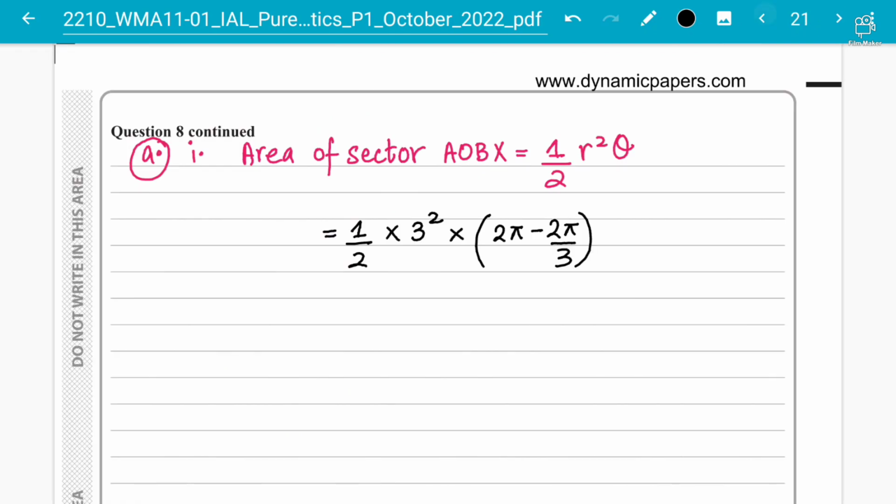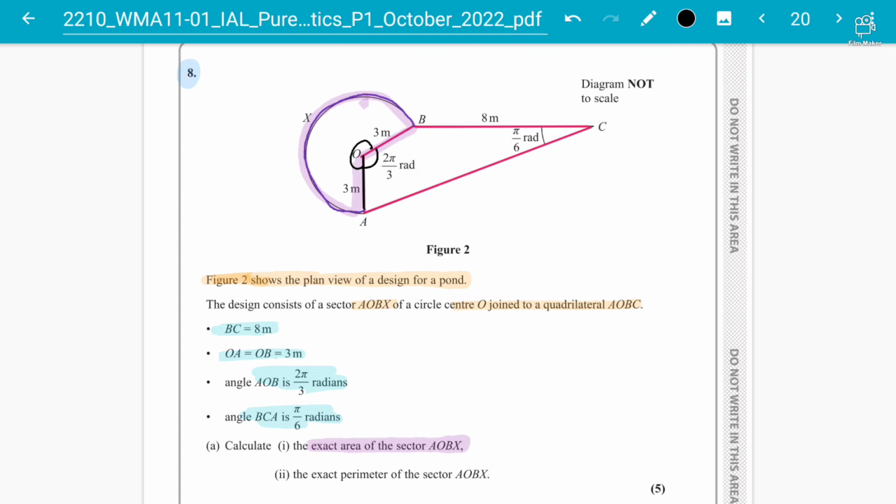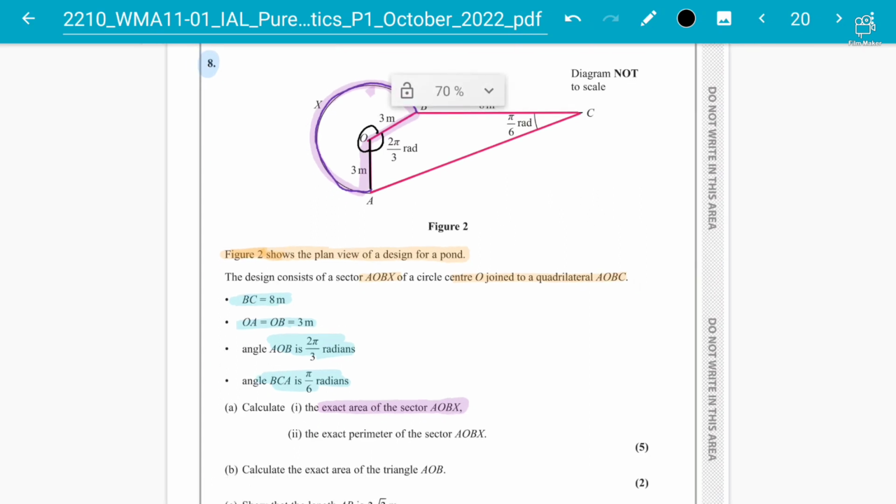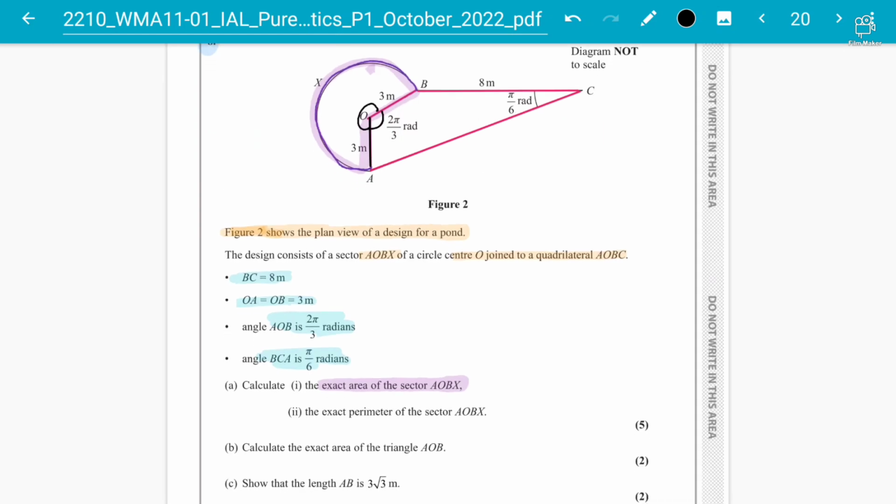Make sure you understand this, that you have to solve in radians, students. We have to solve the whole question in radians, and that is why it's important that you subtract the angle, 2 pi minus 2 pi over 3, to get the answer. Make sure everyone understands we have to get the exact area. We need to give the examiner the exact area.